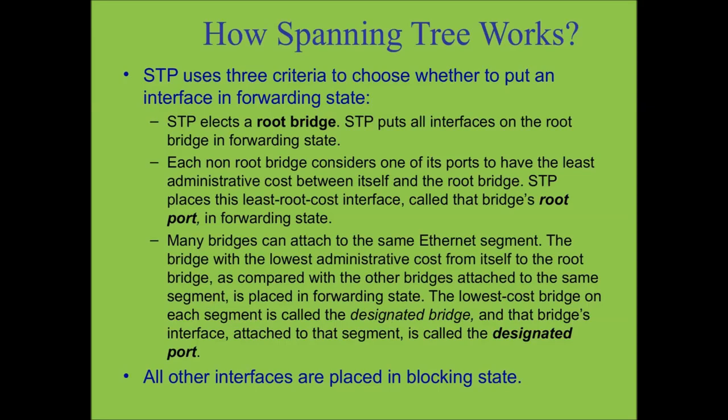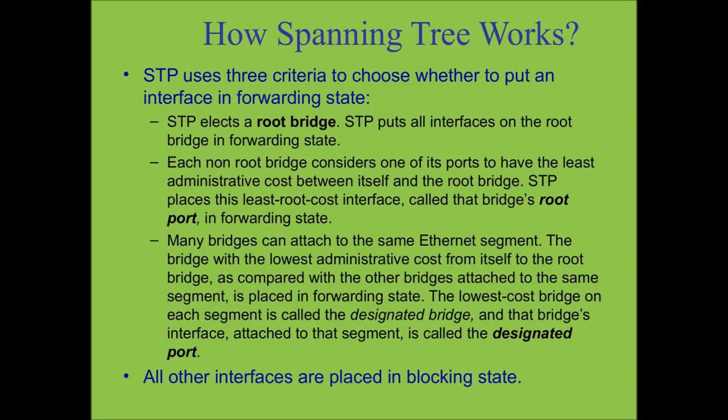So we have discussed that one bridge is the root bridge and the 4 other bridges are non-root bridges. From the non-root bridges, again one bridge is selected whose cost is lowest among the 4 non-root bridges, and all the ports of that selected non-root bridge are in forwarding state. The lowest cost bridge on each segment is called the designated bridge, and that bridge's interface attached to that segment is called the designated port.